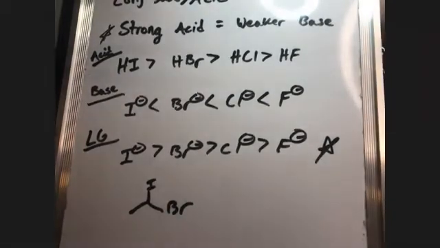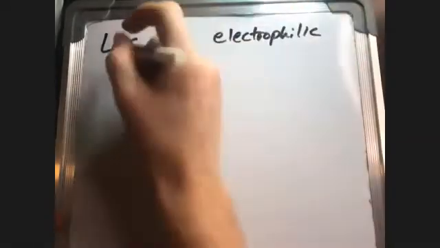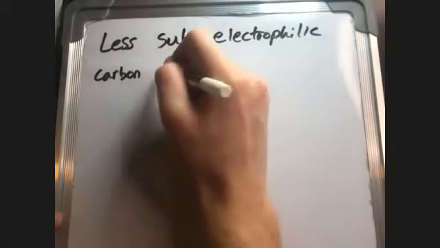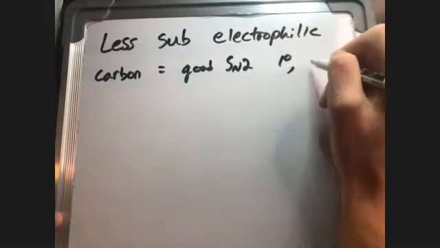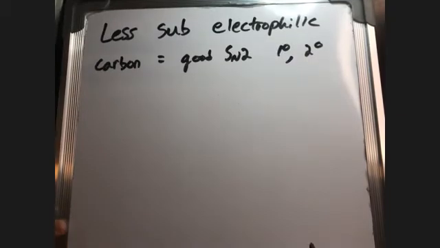So I did forget something very important, and it's the identity of the electrophile matters a lot, just like the rest of the stuff that we talked about. And the rule is that the less substituted electrophilic carbon is better for SN2. So what that says is primary or secondary alkyl halides are good, not tertiary. Tertiary won't work. And let's look at why.